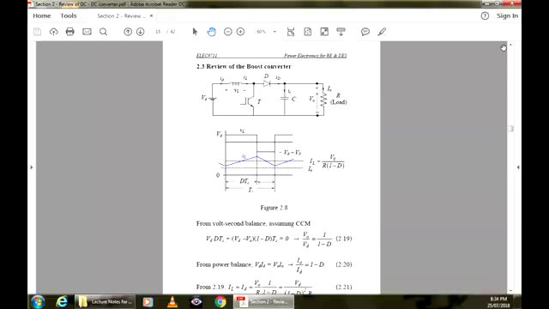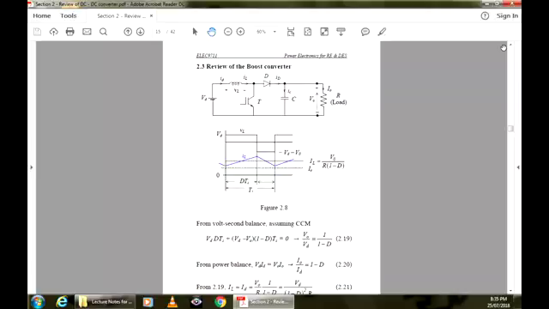Then we'll deal with a review of the boost converter. How does the boost converter operate? The boost converter is a circuit where the supply voltage is Vd, like the PV array output voltage, or the rectified voltage from the turbine generator, PM synchronous machine, and so on. So that's the voltage here. Then you have an inductor, a switch, a diode and a capacitor. This forms the boost converter.